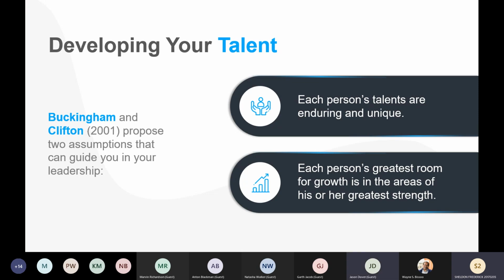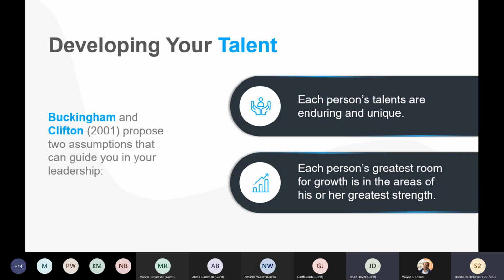So Buckingham and Clifton propose two assumptions that can guide you in your leadership. The first one, each person's talents are enduring and unique. I'll repeat that. Pay attention to that. Each person's talents are enduring and unique. And secondly, each person's greatest room for growth is in the areas of his or her greatest strength.